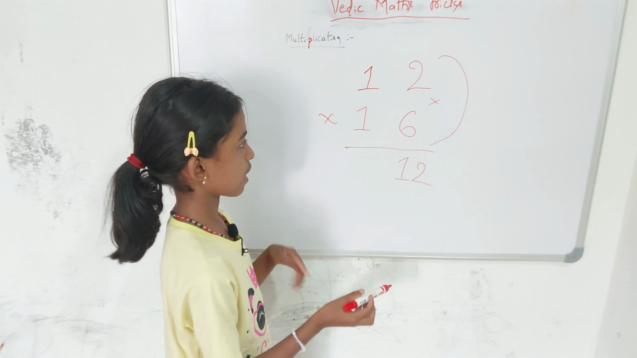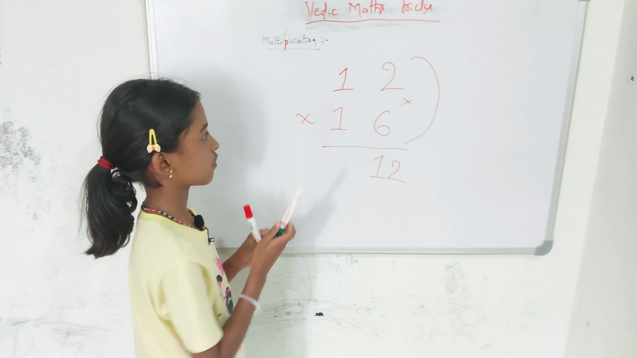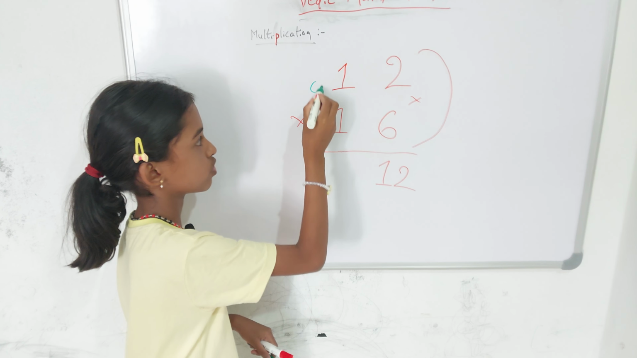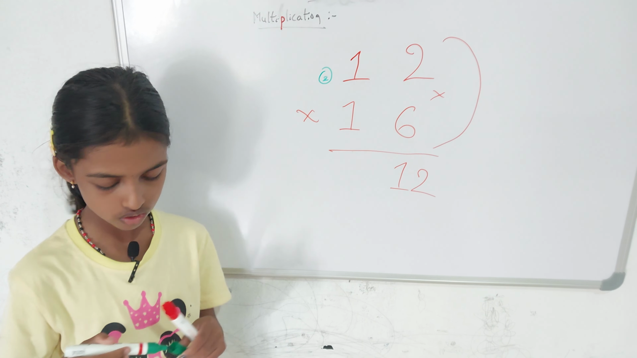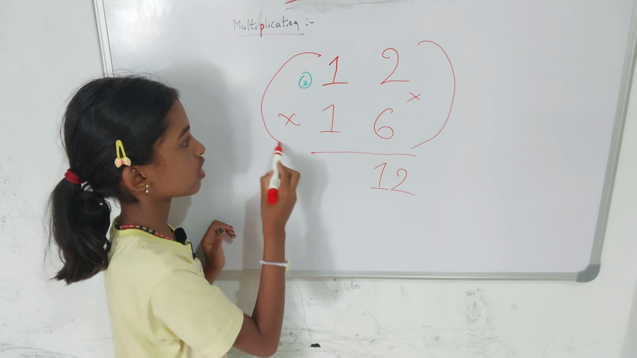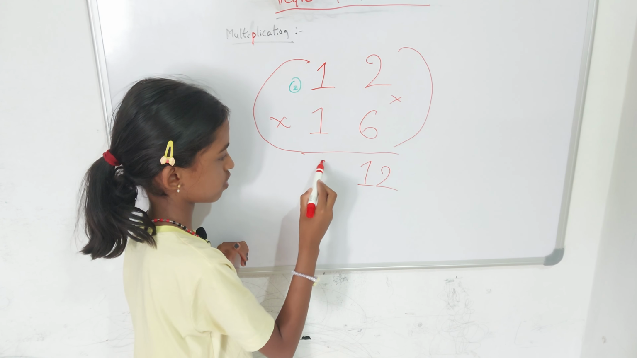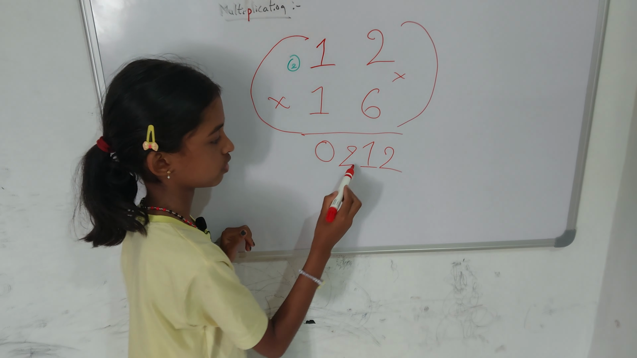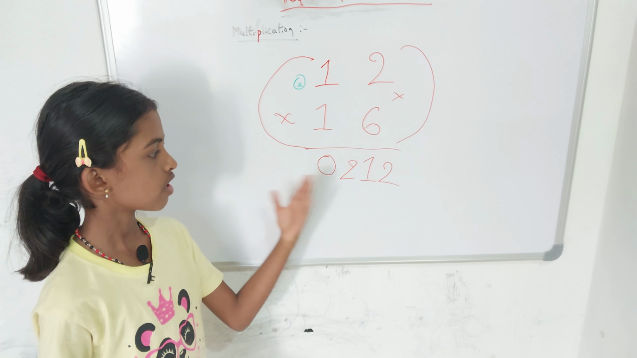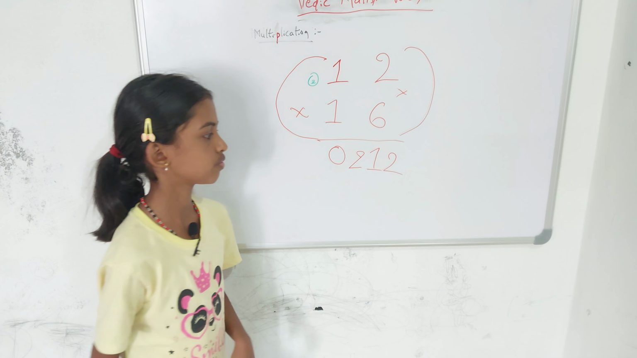Now the number after 1 is 2. So write here 2 and multiply 2 into 1. It's 2. So write here 2. The answer is 212.